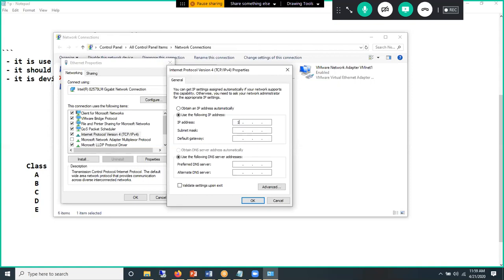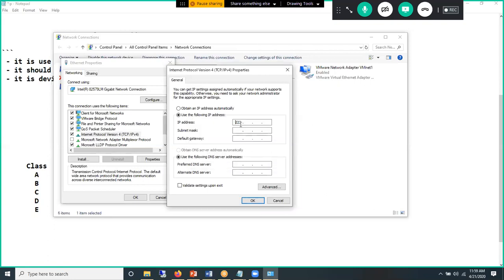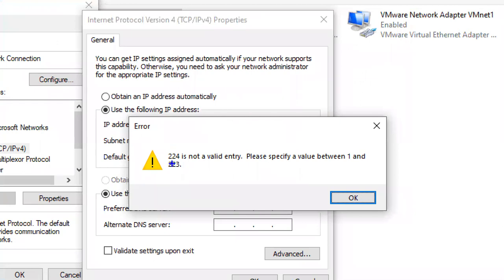Okay. So the first number, maximum it accepts up to 223. When I try to put 233, the computer is giving an error. Okay, so maximum 223 it accepts. Now if I put even 224, the computer gives you the error. The machine is saying 224 is not a valid entry. Maximum you can specify a number from 1 to 223.